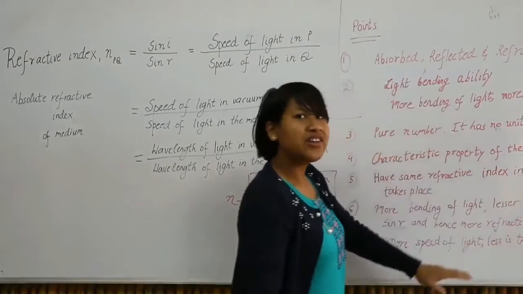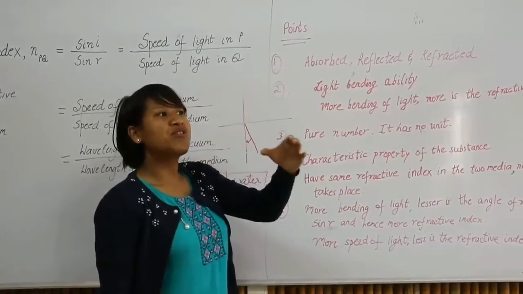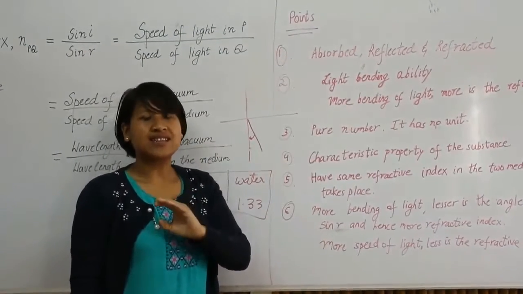Another reason is that the more the speed of light, the refractive index will be less.